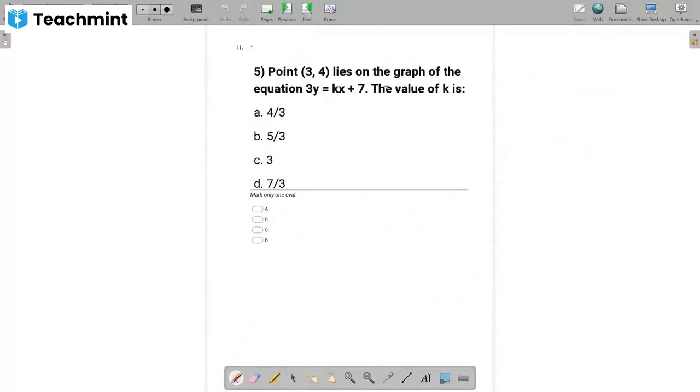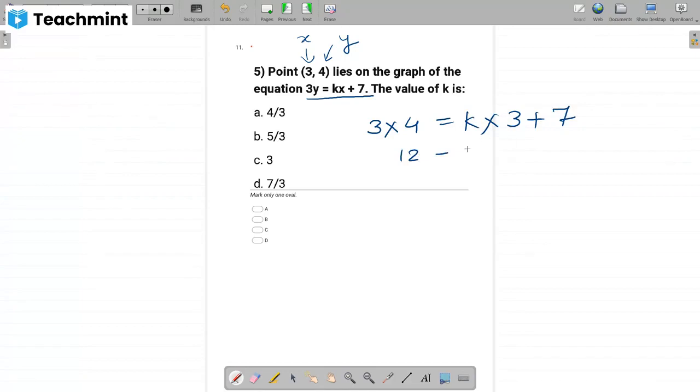The point 3 comma 4 lies on the graph of the equation, then the value of k is. If any point lies on the graph of an equation, it means the point will satisfy the equation. And what is the meaning of satisfy the equation? It means we can put in the values. As I said, the first value is the value of x and the second value is the value of y always. So in this equation we will put x equals 3 and y equals 4. So 3 multiplied by y, which is 4, and k multiplied by x, which is 3, plus 7. Now we will simplify.